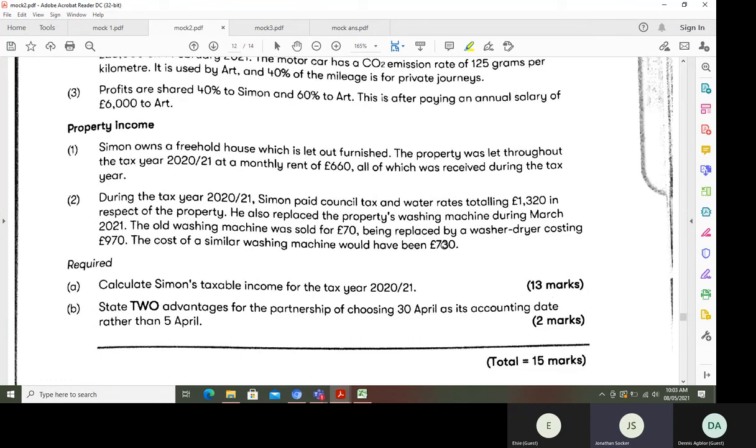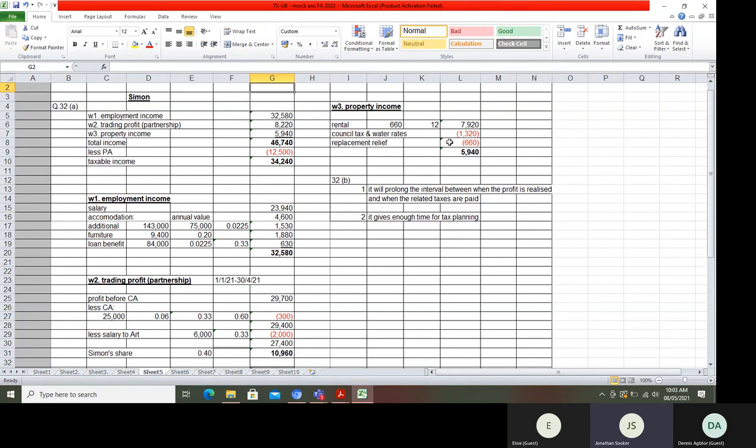So the cost of a similar washing machine would have cost 730. So we'll use the 730. But the old one you sold, you've gotten what? 70. So what will be the net cost? We spend 730 less the inflow of 70. So that's this. We spend negative 730 and we get an inflow of 70. So the net cost will be 660. So that's it for the property income, and we get 5940.